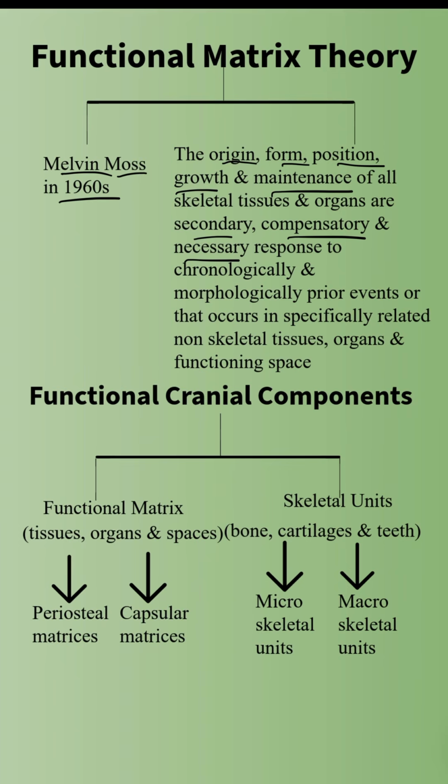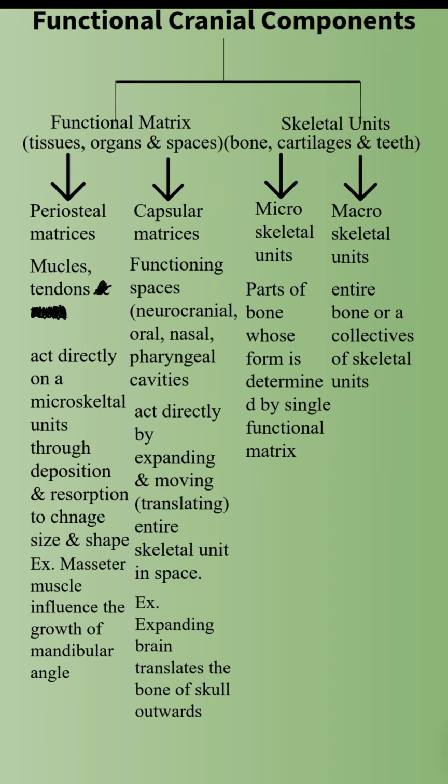He used functional cranial components, which were given by van der Klaauw, which divide into two parts: functional matrix and skeletal units. Functional matrix includes tissues, organs, and space, and skeletal units include bone, cartilages, and teeth. Functional matrix again divides into two parts, periosteal matrices and capsular matrices, and skeletal units include microskeletal units and macroskeletal units. Microskeletal units include the parts of bone whose form is determined by a single functional matrix, either periosteal matrices or capsular matrices. Macroskeletal units are the entire bone or collectives of skeletal units.